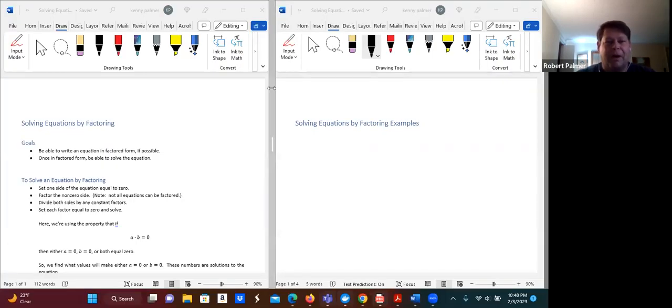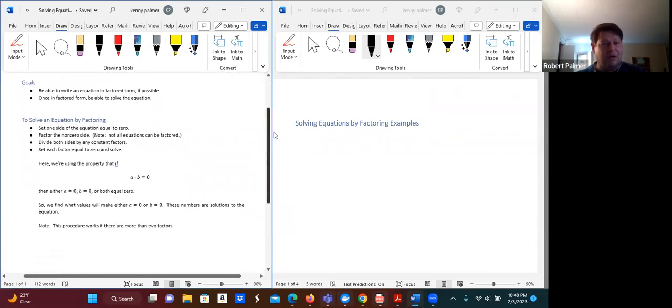Hello, everyone. Welcome back. So today we want to talk about solving equations by factoring. First off, I'm assuming that you understand the basics of factoring polynomials. It'll be helpful. But after that, our goals are to be able to write an equation in factored form if possible. We can't factor everything. Once in factored form, be able to solve the equation. That's what we want to explain today, is how to do that.